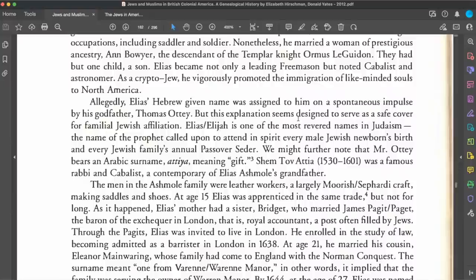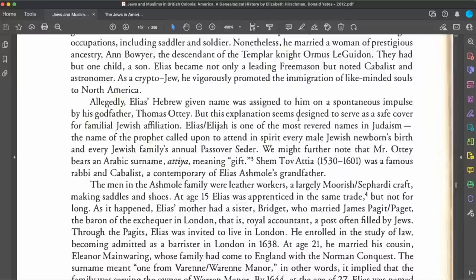Elijah is one of the most revered names in Judaism, the name of the prophet called upon to attend in spirit every male Jewish newborn's birth and every Jewish family's annual Passover Seder. We might further note that Mr. Otey bears an Arabic surname, Atiya, meaning gift. Shem Tov Atiya, 1530 to 1601, was a famous rabbi and Kabbalist, a contemporary of Elias Ashmole's grandfather.